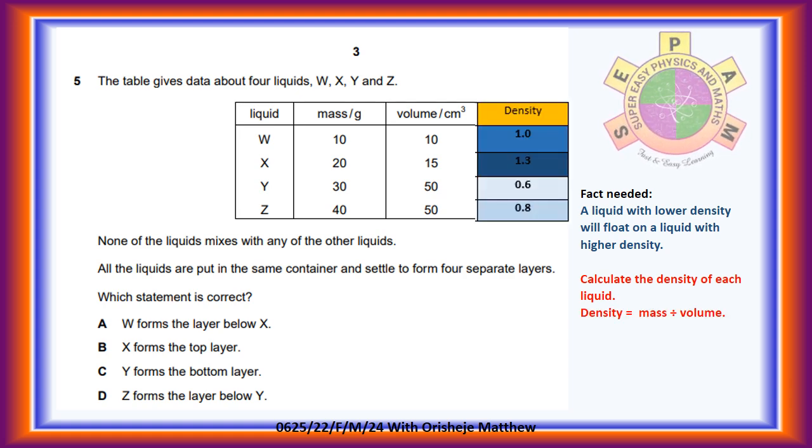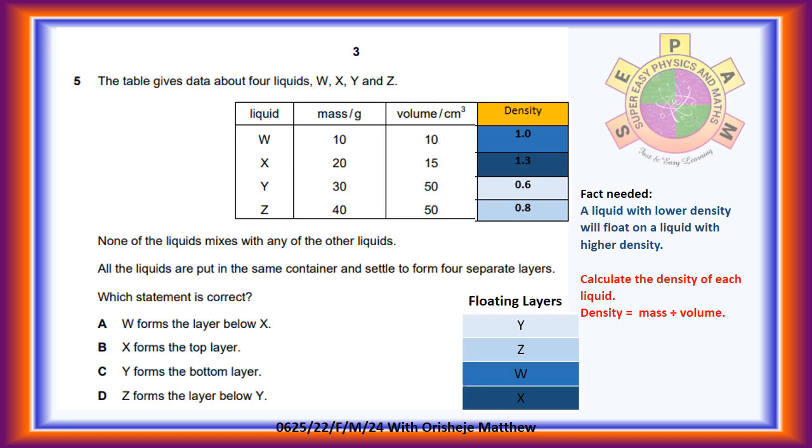Liquid W has a density of 1 gram per centimeter cube. The density of liquid X is 1.3 gram per centimeter cube. The density of liquid Y is 0.6 gram per centimeter cube. The density of liquid Z is 0.8 gram per centimeter cube. Liquid Y will float on Z. Liquid Z will float on W. Liquid W will float on X. The correct option is D.